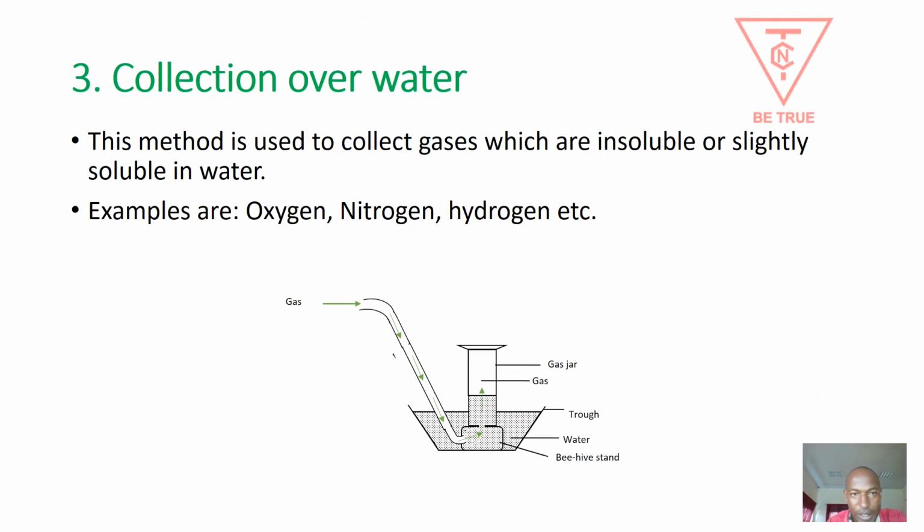Another method is collecting the gas over water. This method can only work for gases that are not soluble in water. They include oxygen, nitrogen, hydrogen. Here, from the preparation flask, through the delivery tube, the gas enters water, and as it bubbles out, it enters into the gas jar through a beehive shelf. If the gas is highly soluble in water, this method cannot work because it will all dissolve in the water in that trough.